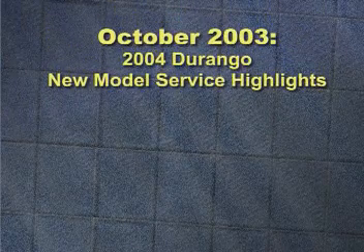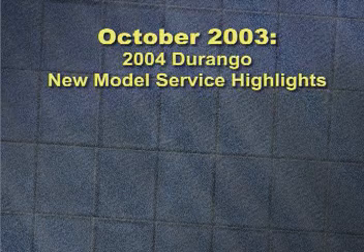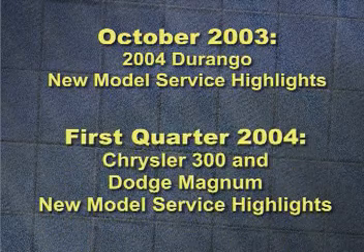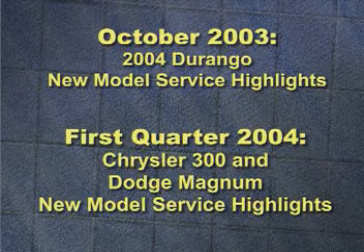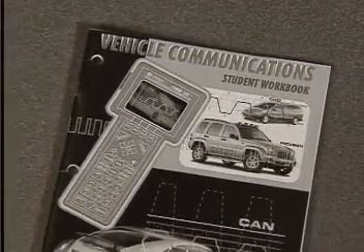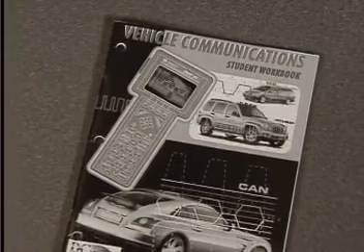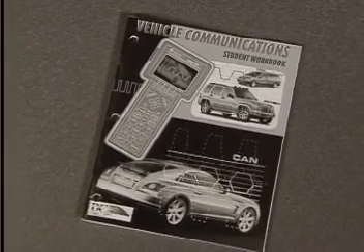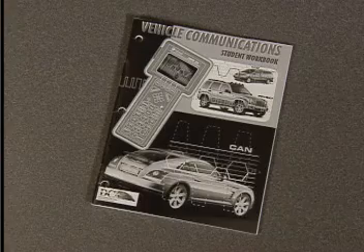Last month's MasterTech can help you learn more about using the StarScan tool, and future MasterTech programs will take a closer look at vehicles using CAN bus systems. In October, we'll be covering the 2004 Durango new model service highlights. And in the first quarter of 2004, we'll be looking at highlights of the all-new Chrysler 300 models and the Dodge Magnum. You can also sign up for the Vehicle Communications course, which explores all of the bus communications systems used on Chrysler Group vehicles over the years.